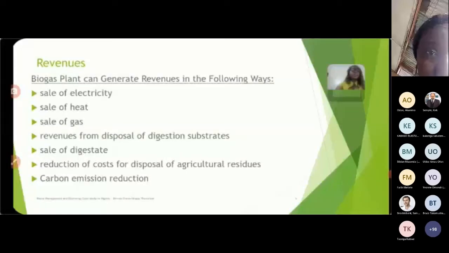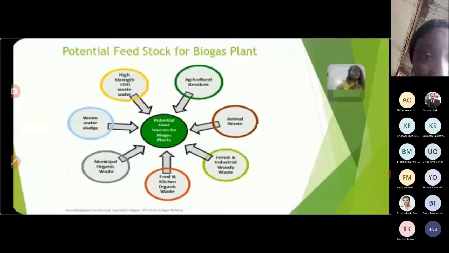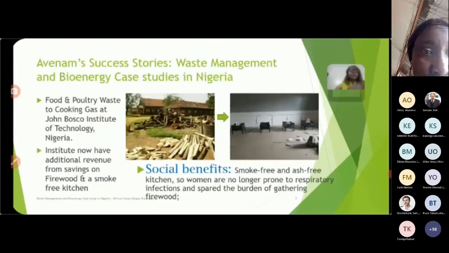The revenues that can be gotten from implementing biogas technology include sale of electricity, sale of heat, gas revenue from disposal of digestion substrate, sale of digestate, reduction of cost for disposal of agricultural residues, and carbon emission reduction. Potential feedstock that can be used includes agricultural residue, animal farm waste, food and kitchen waste, municipal organic waste, wastewater sludge, and high-strength COD wastewater.